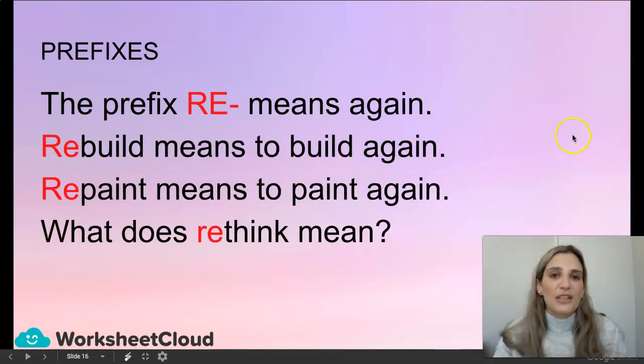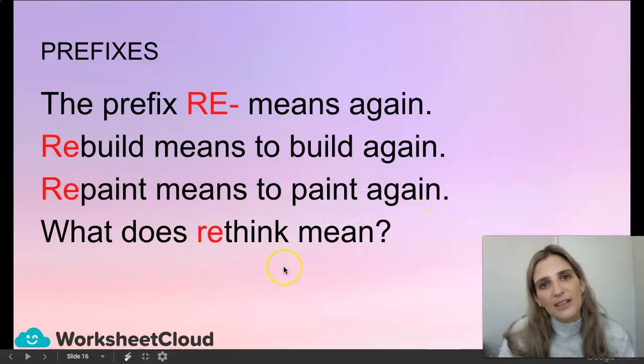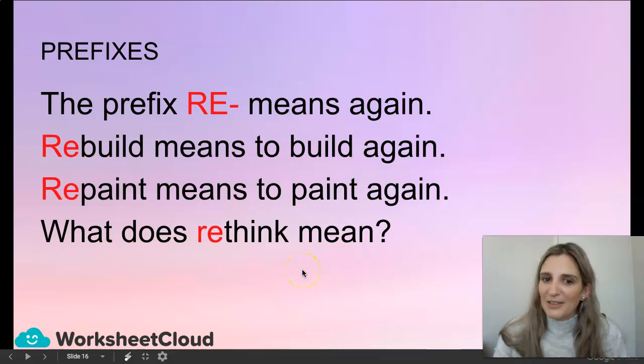The prefix re means again. So we saw that in that example, redo, to do it again. Rebuild means to build again. Repaint means to paint again. So you kind of get where I'm going with this. So what does rethink mean? It means to think again.